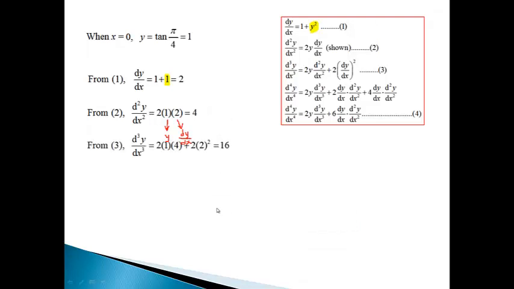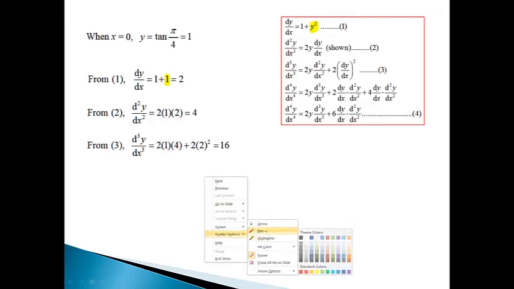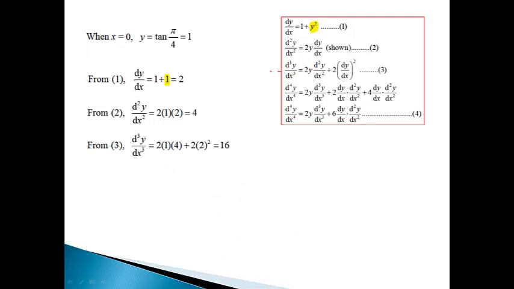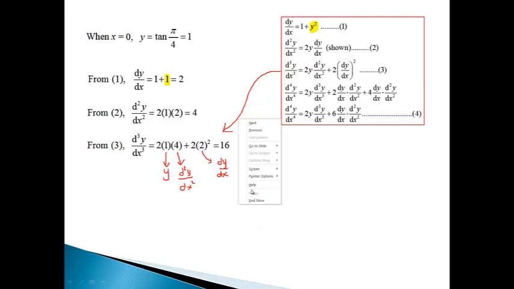Right, so now let us substitute the values of y, dy dx, and d2y dx squared into equation 3. Let's look at equation 3 here. How do I arrive at the value of 16? The value of 1 is the same as what we discussed earlier, which is y. The value of 4 here is actually d2y dx squared. And the value of 2 here is our dy dx. So d3y dx cubed is actually 16.